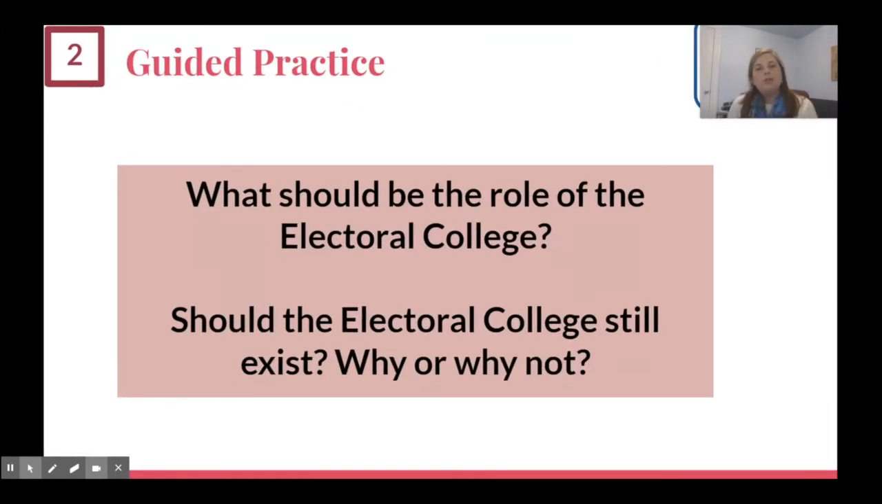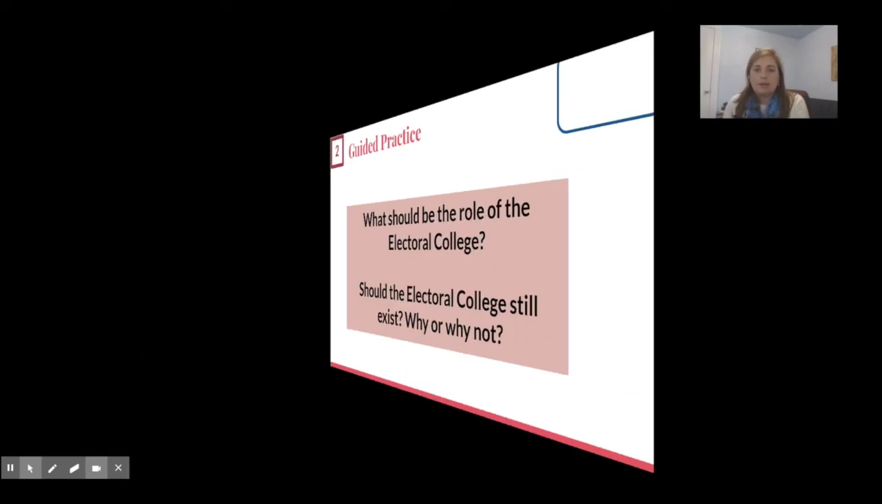So where do you fall on this issue? That's our next step, to figure out what you believe. Do you feel that the Electoral College benefits our democratic republic, or do you think it harms it? What should be the role of the Electoral College and why?